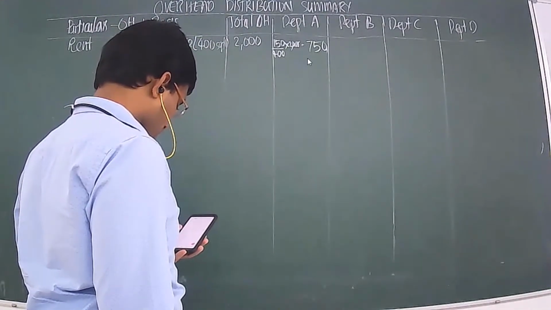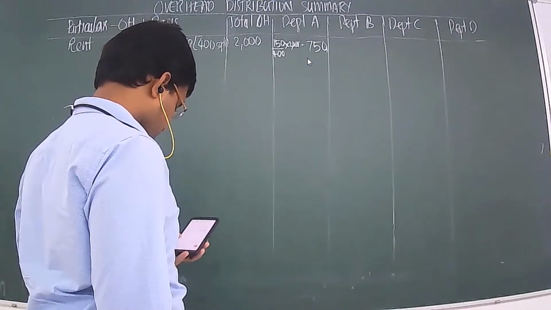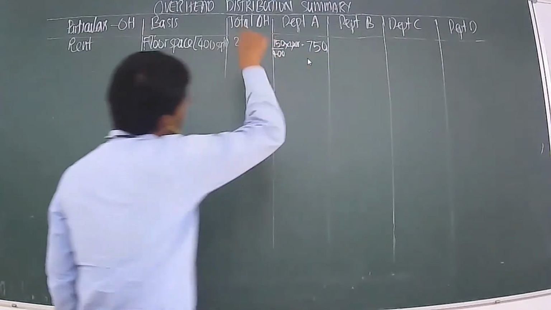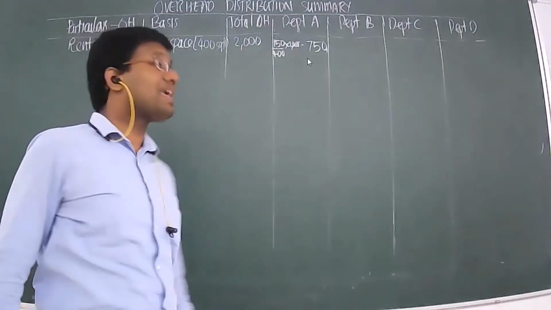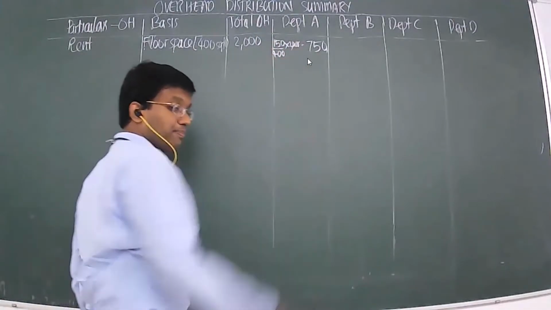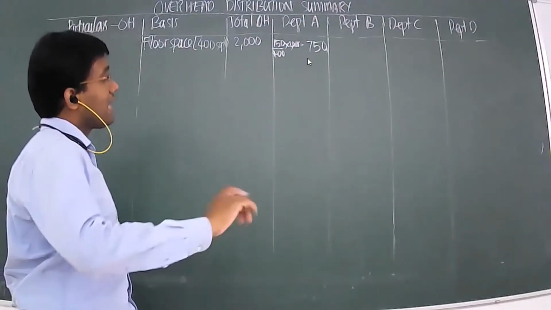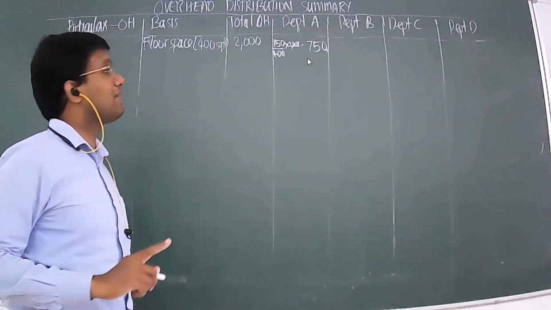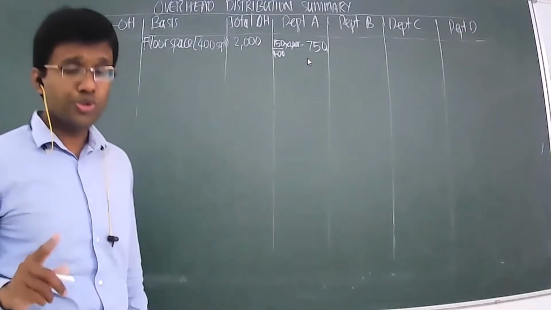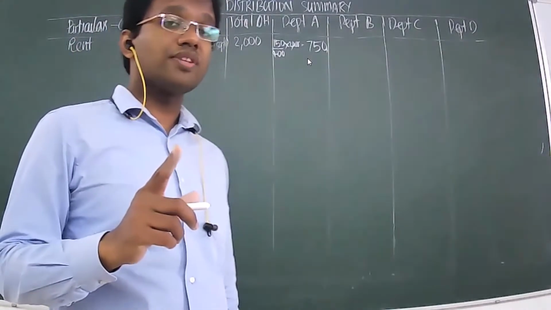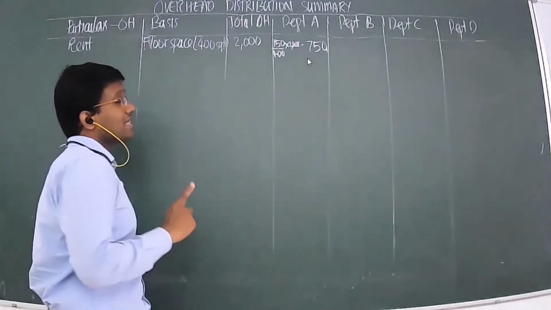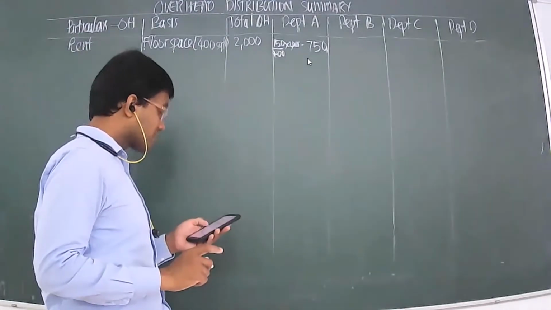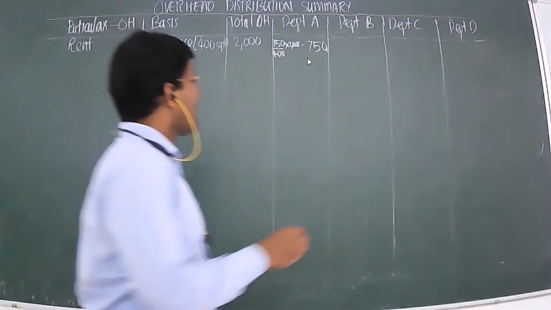So what does that mean? Out of 2000 worth of rent that I'm paying, 750 is the portion that is the extent of the premises enjoyed by department A. I'm paying a rent of 2000 rupees, and out of that, department A is enjoying a benefit of 750 rupees. That's what is meant by that.